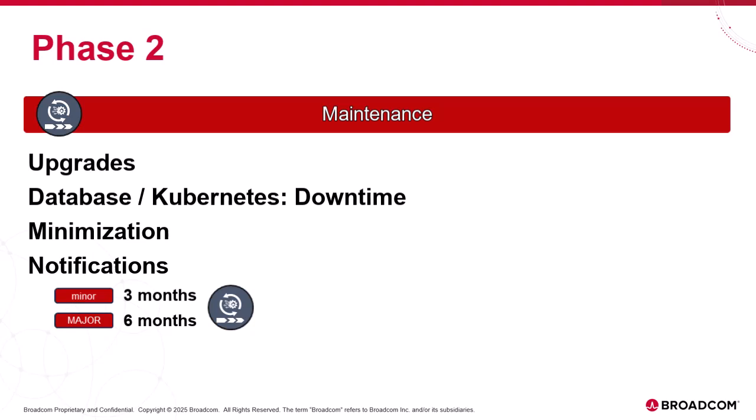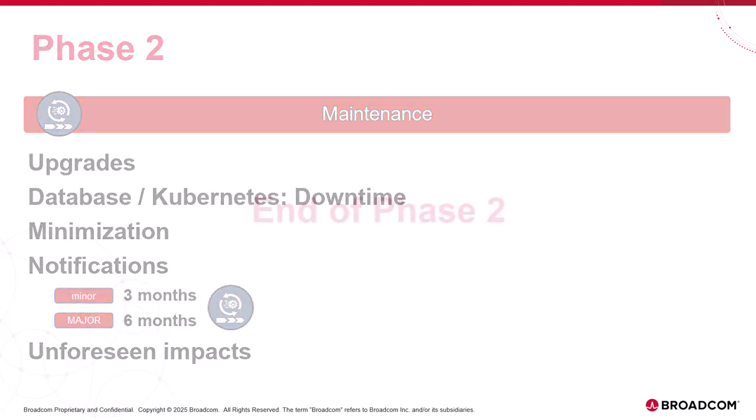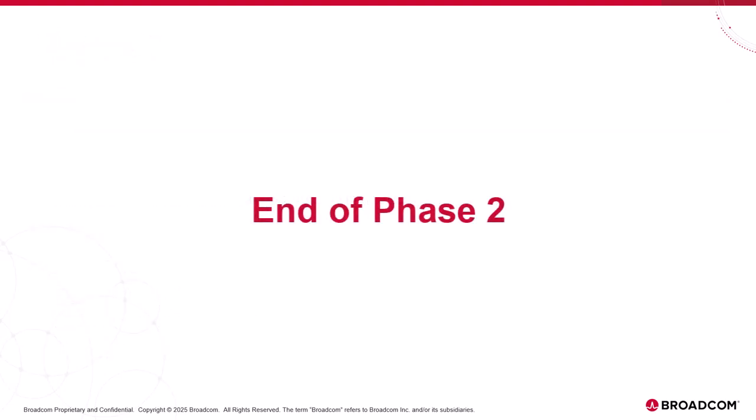It's important for you to also understand that these upgrades could have impacts on operations. Say if a feature is being retired, you'll need to plan ahead and potentially redesign some of your scheduling configurations. This concludes Phase 2.